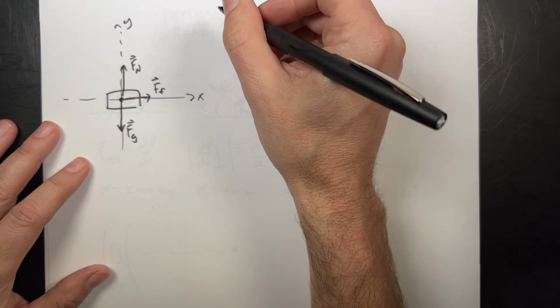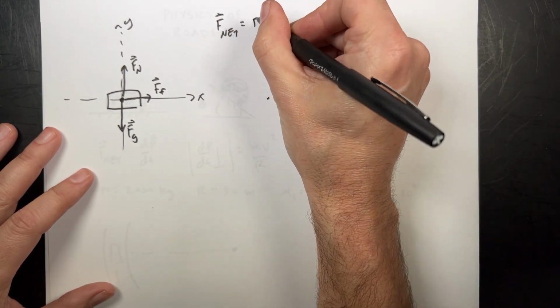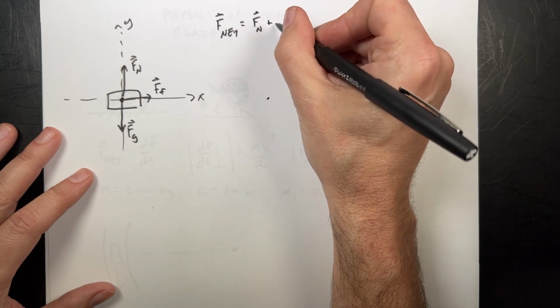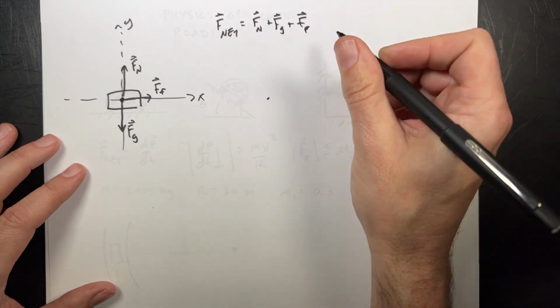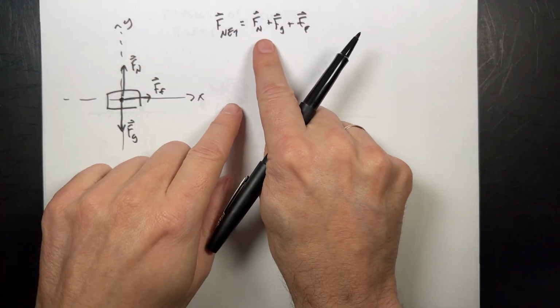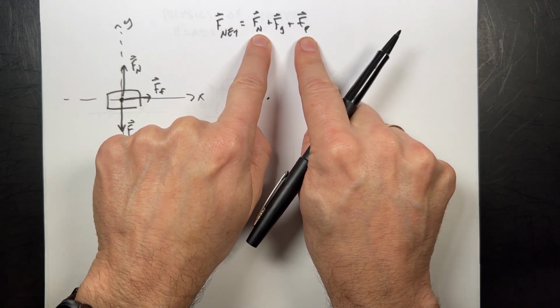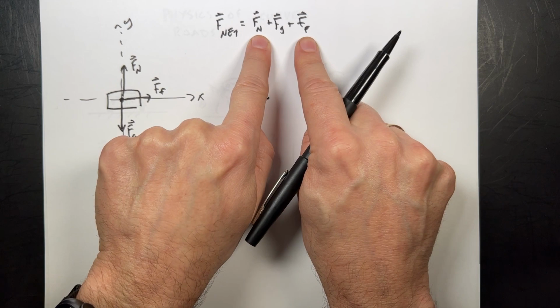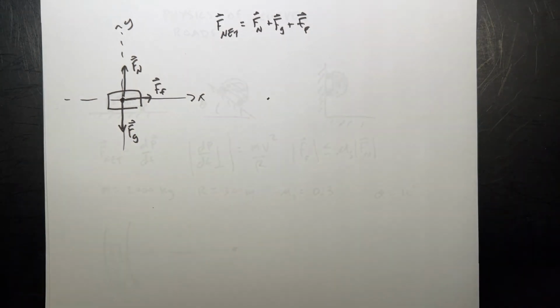And so remember, F net is the sum of the forces: Fn, the normal force, plus Fg, the gravitational force, plus Ff, the frictional force. And that's going to be equal to something. But here's the thing. I actually know something about the change in momentum. The frictional force and the normal force are forces that we don't really know how to calculate. But we do know something about the change in momentum. If you know something about the change in momentum, you can find those forces.